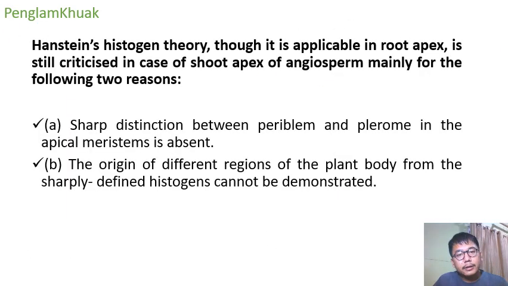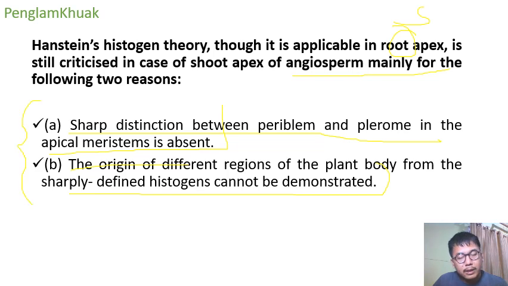Basically, this Histogen theory is applicable to both root and shoot apex, but we have to keep in mind that it is not applicable in angiospermic plants because of the following two reasons. In angiosperms, a sharp distinction between periblem and plerome in the apical meristem is absent. In angiosperms, the origins of different regions of the plant body from sharply defined histogens cannot be demonstrated. Because of these two reasons, keep in mind that it is not applicable in angiospermic plants.